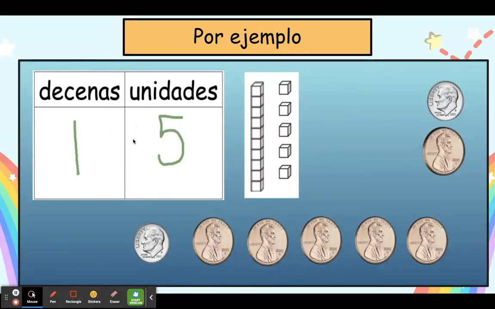Once I finished filling in my place value chart, I moved my coins. I used 1 dime to represent my 10 over here, and then 5 pennies to represent my 5 ones.